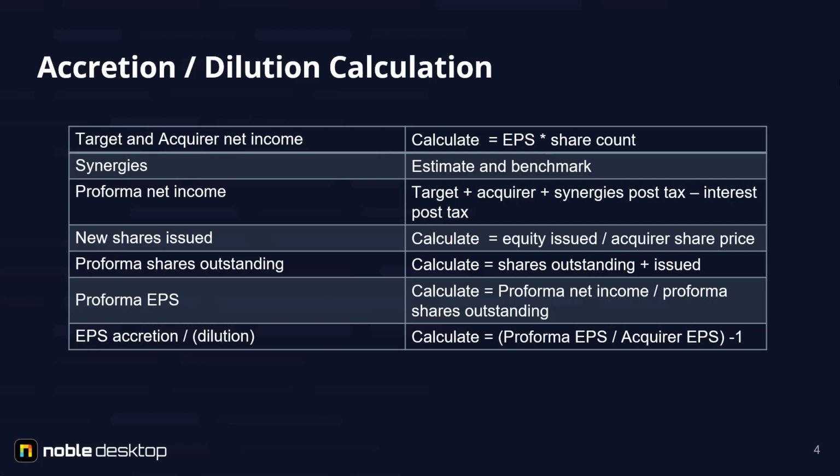To calculate new shares issued, you would need to take equity issued and divide it by acquirer share price. And for the pro forma shares outstanding calculation, you would take shares outstanding plus shares issued. After that, you can calculate pro forma EPS, which is pro forma net income divided by pro forma shares outstanding. And then you can calculate the final step for EPS accretion dilution, which is pro forma EPS divided by acquirer EPS minus 1. In the next video, we're going to perform that accretion dilution calculation in the Excel spreadsheet.